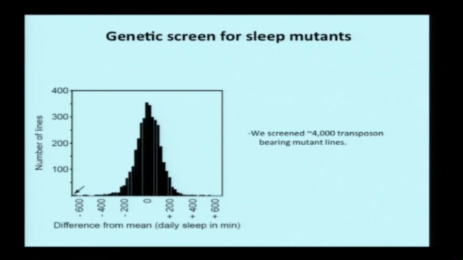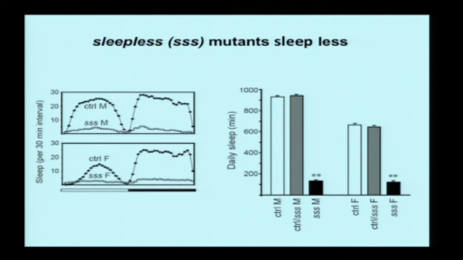So we've been doing genetic screens for sleep mutants. The first one we got was a mutation in the dopamine transporter, which was nice, kind of validated the screen, but didn't move us forward. Shown here are data for another mutation that came out of the screen of about 4,000 lines. The amount of sleep in these lines is normally distributed, and the arrow points to an extreme short-sleeping mutant. For obvious reasons, we called this mutant sleepless.